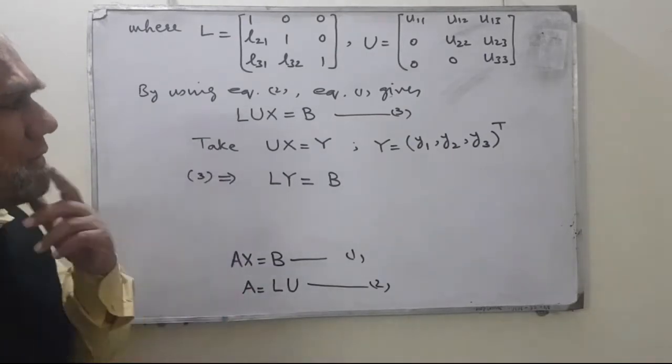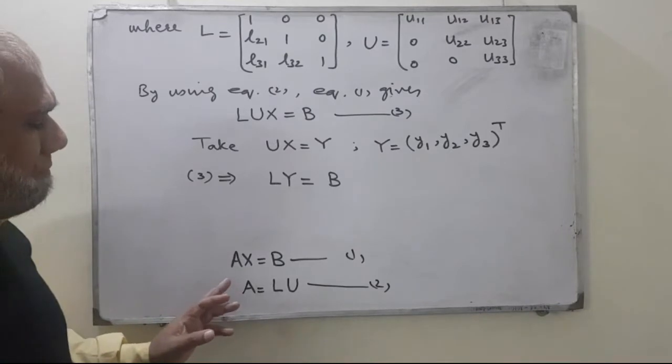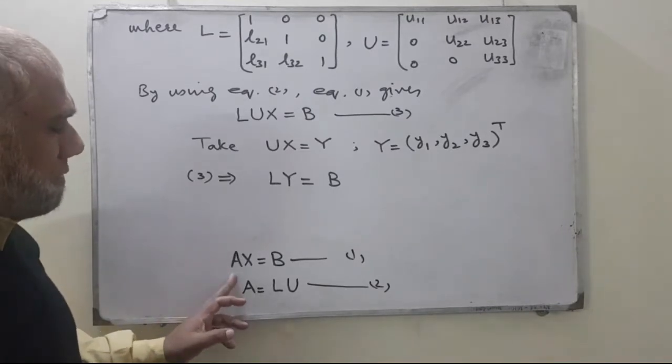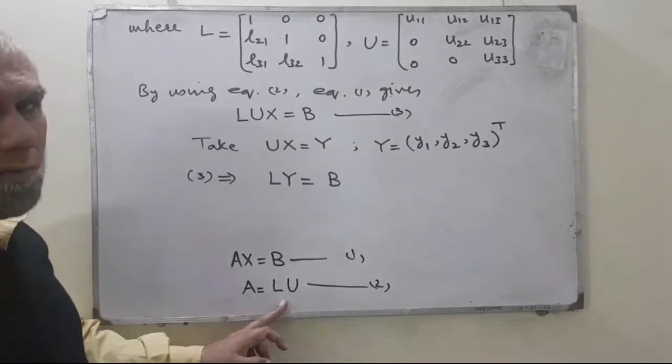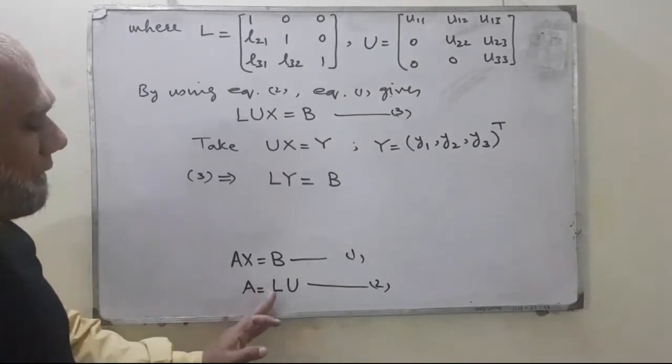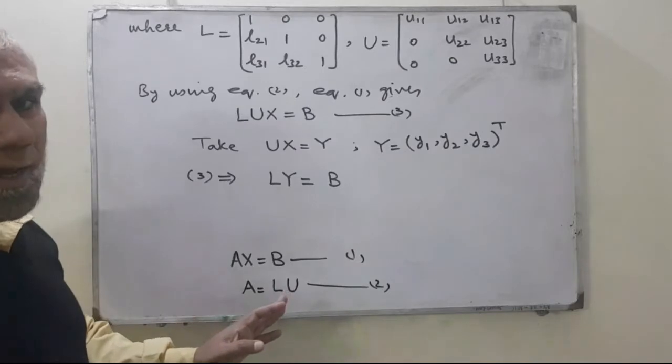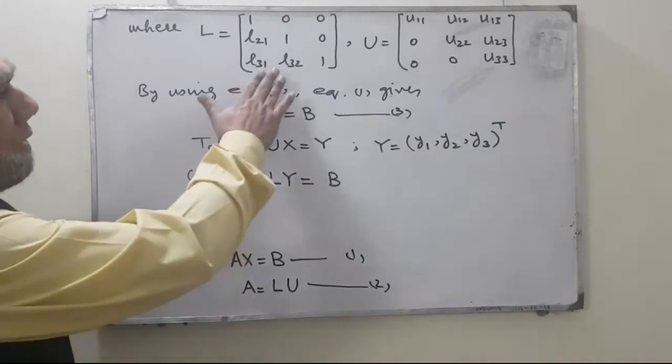The first question is, can we decompose all A's into L and U? This is an important question. And second, from where, or how, can we obtain L and U? Because these are all unknown quantities.